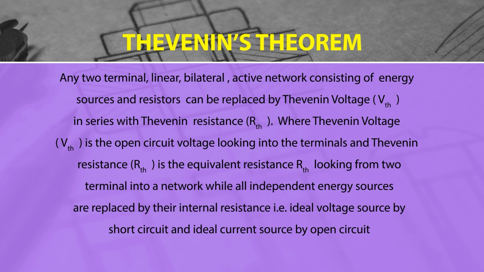So as you know, the internal resistance of an ideal voltage source is what? Zero. That means you can replace an ideal voltage source by a short circuit. And the internal resistance of an ideal current source is infinite. That means you can replace an ideal current source by an open circuit.